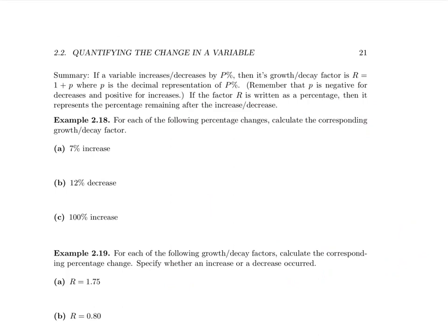Let's go ahead and do a quick summary. If a variable increases or decreases by p%, then what we've seen is that its growth or decay factor R is equal to 1 plus p, where p is the decimal representation of the percentage change. If the factor R is written as a percentage, then it represents the percentage that remains after the variable increased or decreased. Let's go ahead and do example 2.18.